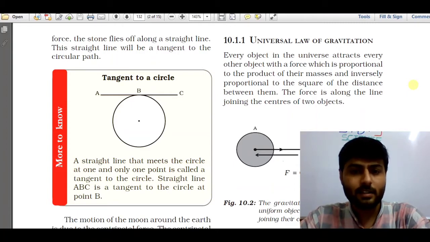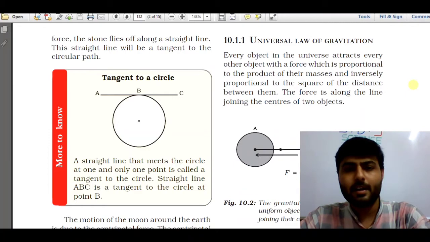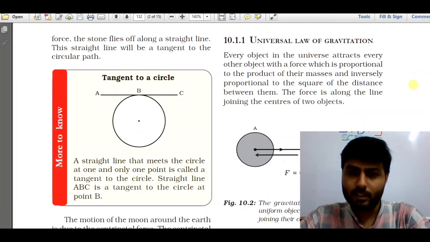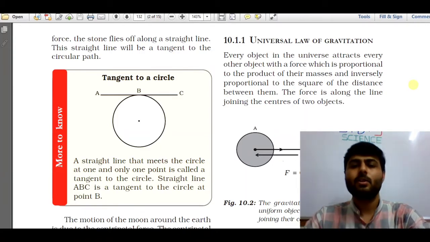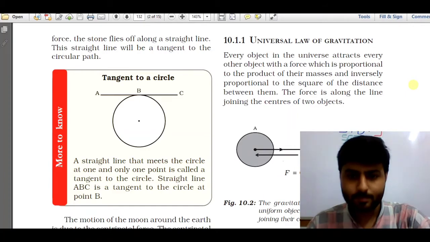In this class, we will continue in our chapter number 10, that is gravitation. Let's see point number 10.1.1. I hope you are sitting with your textbook and also with different colors of pen to mark important points and questions. So let's begin this session.